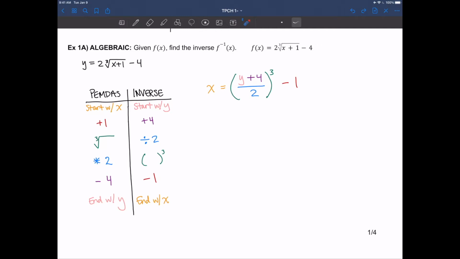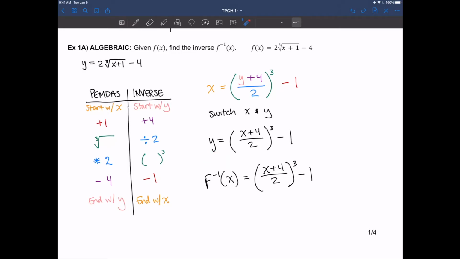Now, with inverses, you have to switch x and y, okay? You have to switch this x and this y. All right, now, once you do that, you should have this. And this y is actually our inverse of f. And that is the final answer.